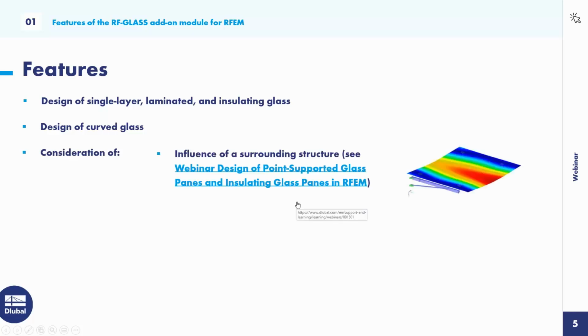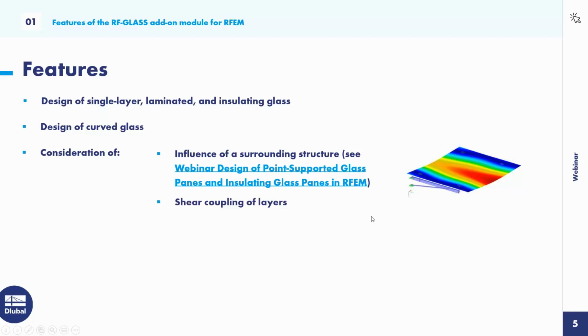You can consider the influence of the surrounding structure. I won't do that in this webinar. We did it in a previous webinar. There is a link here. If you have interest in that webinar, point supported glass with the steel structure, you can click on the link when you have downloaded the PowerPoint slide. Where you can find the PowerPoint slide, I will show you at the end of the webinar.